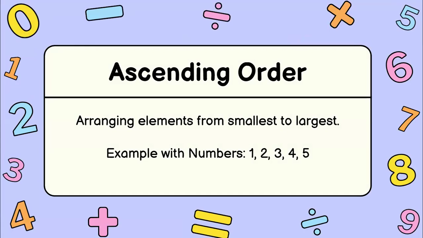Ascending order. What do you think ascending order means? It means arranging elements, in this case, numbers, from smallest to largest. An example with some numbers is 1, 2, 3, 4, and 5. As you can see, 1 is the smallest number here, followed by 2, the second smallest, and 3, 4, 5. 5 is the biggest.